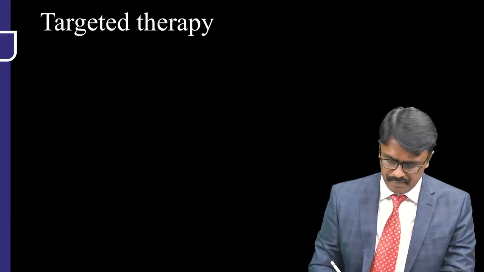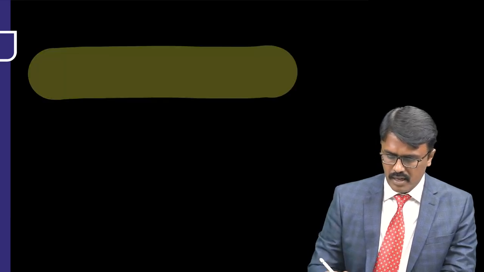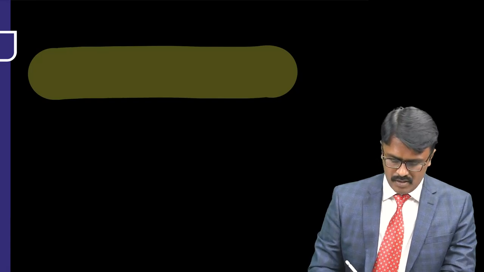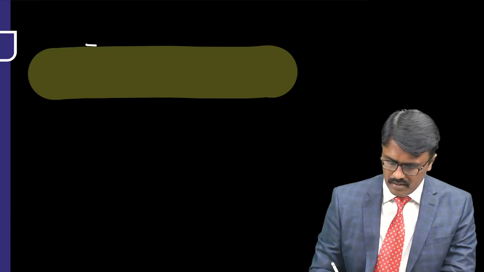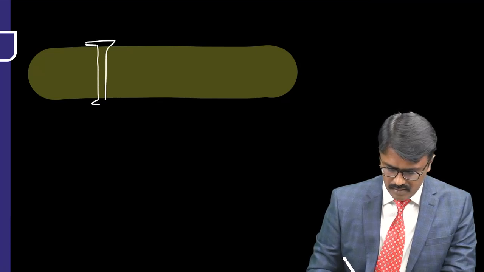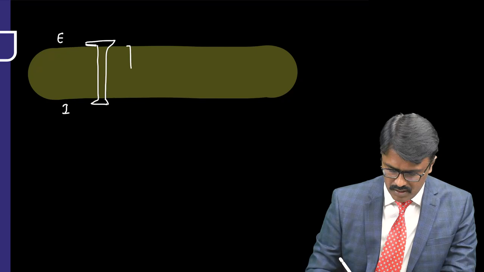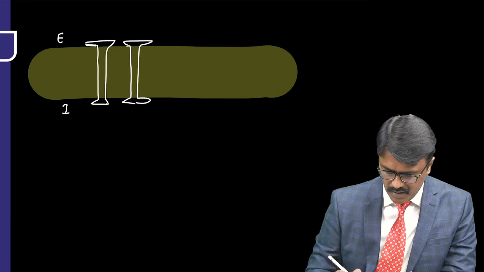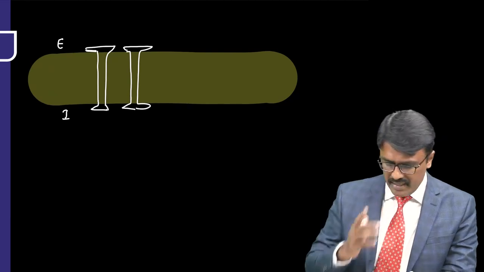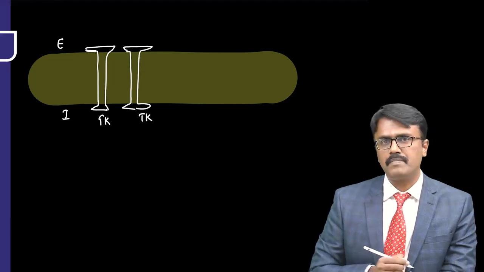Let me take the example. Now, we have studied a receptor called tyrosine kinase receptor. So, tyrosine kinase receptor, we know that this is the tyrosine kinase receptor. This is the extracellular domain. This is the intracellular domain. There is one more receptor. So, they are nearby. Now, you know that these tyrosine kinase receptors have intrinsic tyrosine kinase property.